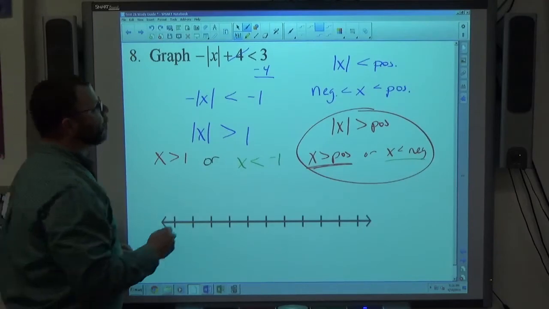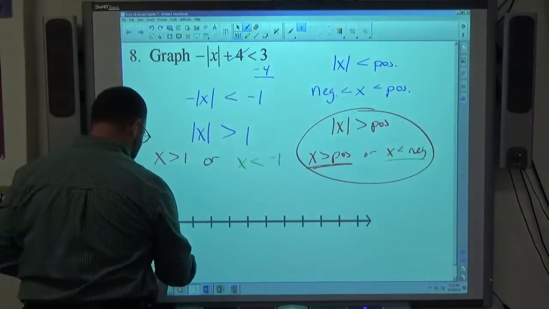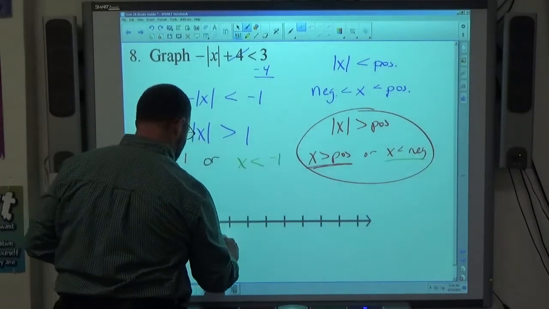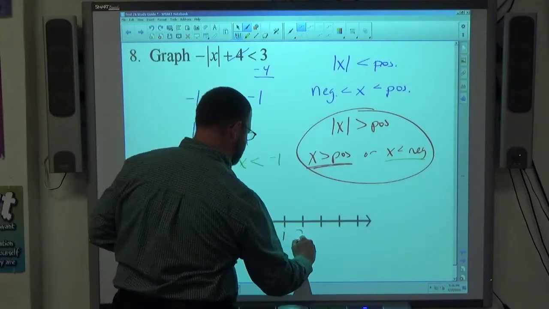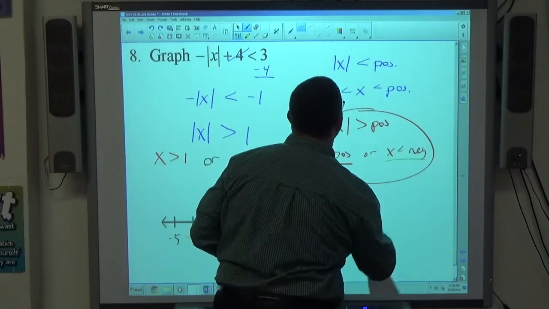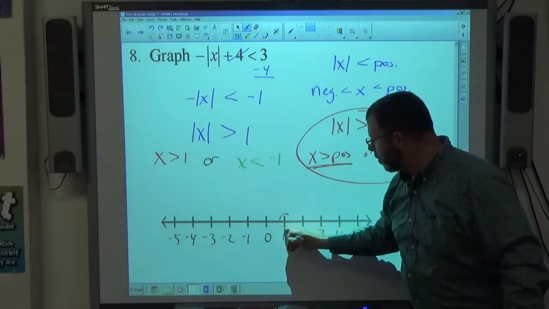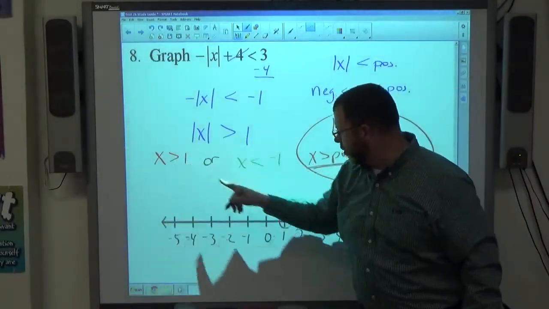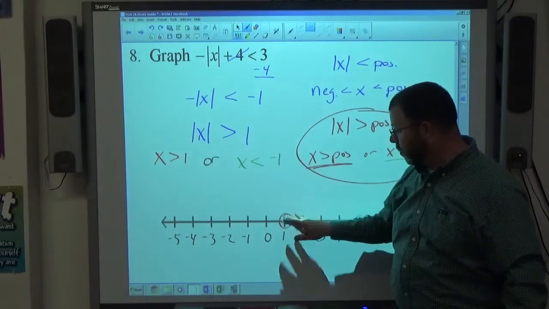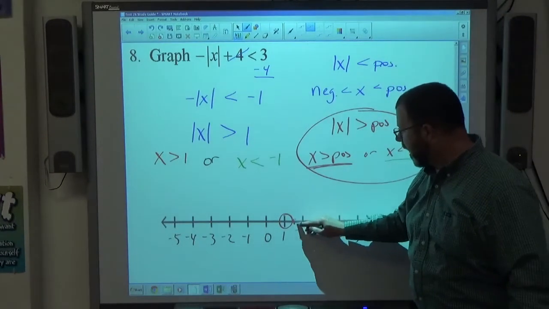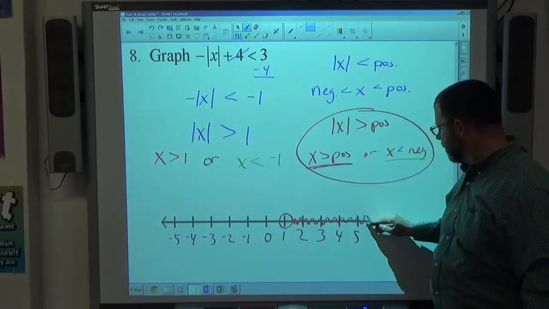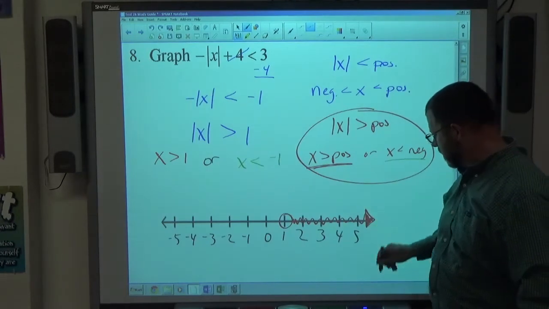Okay, and then all I have to do to graph this is just fill out my number line with numbers, and just graph both of them on the same number line. X is greater than 1 is an open circle at 1, not equal to, so we're doing the open circle to say this is where I'm starting, but I don't include 1. And then I shade to the right, because to the right is greater.